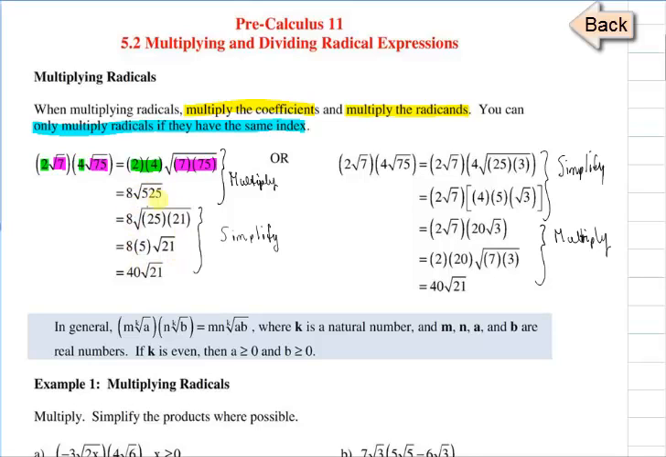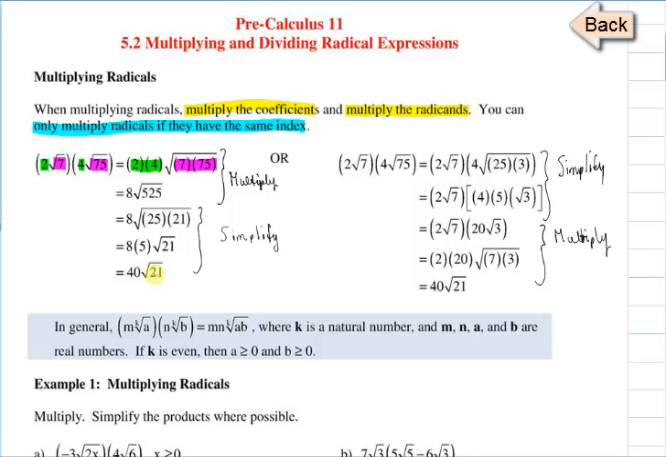And here they're using the square root method, so the biggest perfect square that fits into 525 is 25, and the remaining factor is 21. Then you take the square root of 25, which is 5, you bring it outside the bracket, and you multiply that by the 8. 8 times 5 is 40. You're left with 21 within the square root bracket, and so you have a final answer of 40 square root of 21.